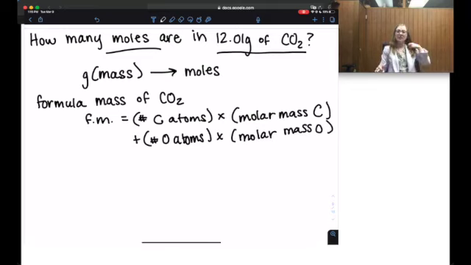Okay? So remember, the molar mass is on the periodic table. That's where we're getting it from. So let's go ahead and fill out the formula I have written here. We want to know our number of carbon atoms in carbon dioxide. Well, carbon has no subscript. We assume that's a subscript of 1. So I have 1 carbon atom.